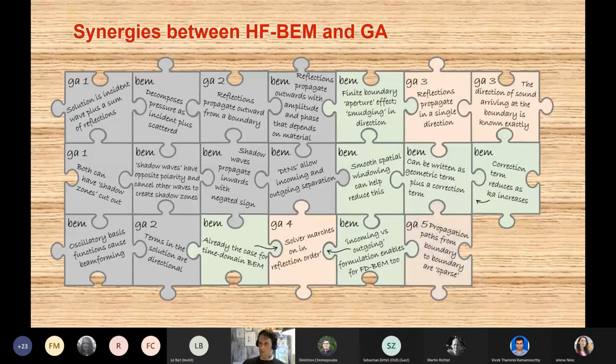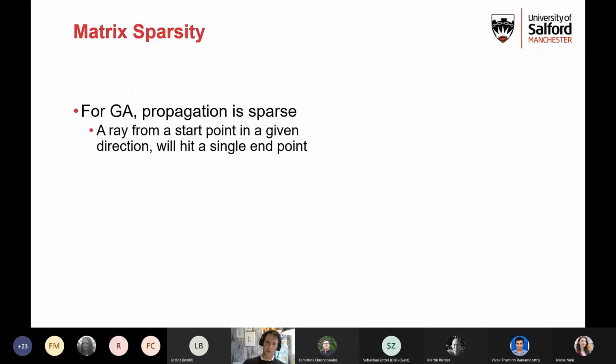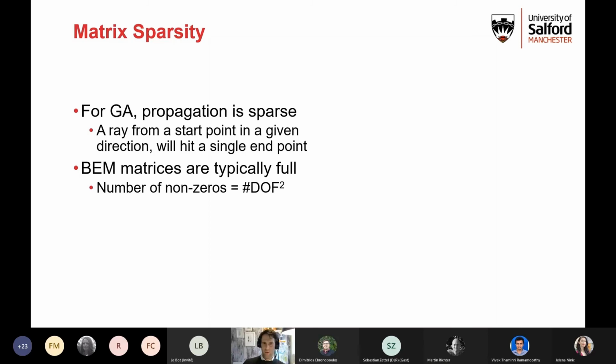The very final point is that propagation paths from boundary to boundary are sparse. In geometrical acoustics, propagation is sparse. You'll see this in the DEA operator that Martin will show you in a minute. A ray from a given start point in a given direction will go off and hit a single endpoint on another boundary. As I've said before, boundary element matrices are typically full. The number of entries scales with degrees of freedom squared. So this doesn't hold. Everything goes everywhere in a BEM scheme. But that's because the radiation from single elements is almost omnidirectional. If you introduce oscillatory functions, you get a kind of beam forming in certain directions.